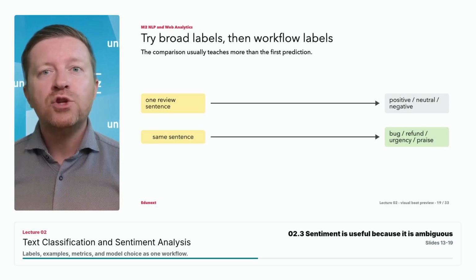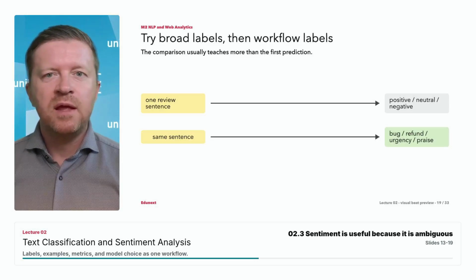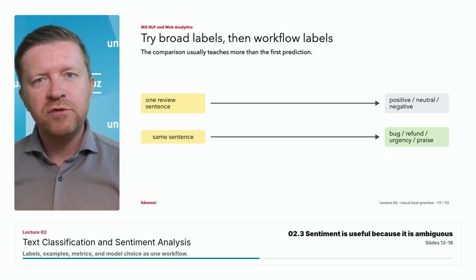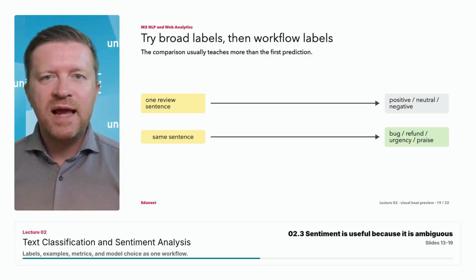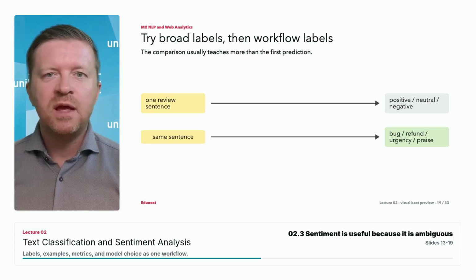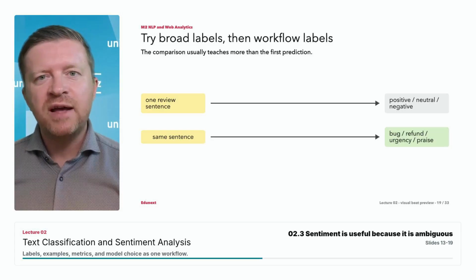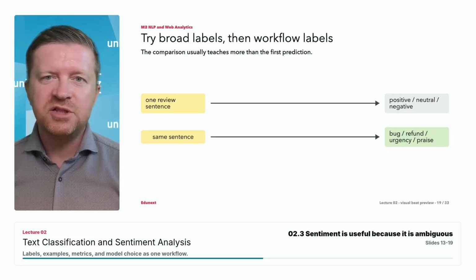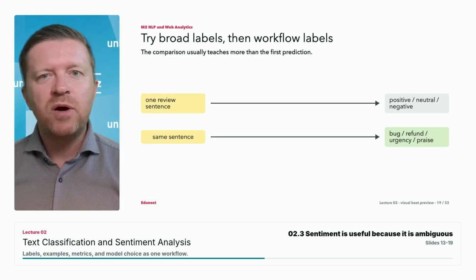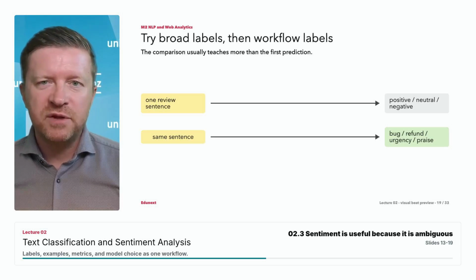Before moving on, try a small practice step. Take one sentence from a product review or support message. Classify it once with broad labels, such as positive, neutral, and negative. Then classify it again with workflow labels such as bug, refund risk, praise, and urgency. Compare what changed. That comparison is often more useful than the first prediction.